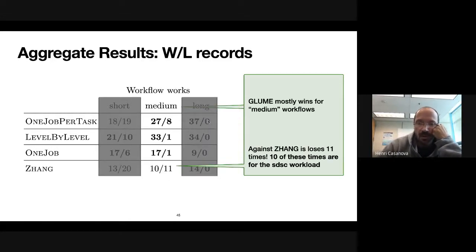For medium workflows, GLUME mostly wins when compared to the 2 extremes and 1 job. It has a 10-11 losing record to Zhang, but 10 of those losses are for that SDSC workload I mentioned. And again, we have no idea why that is, and that's a very complicated investigation, as you know. Understanding features of batch workloads and how they impact scheduling decisions is, of course, not easy.